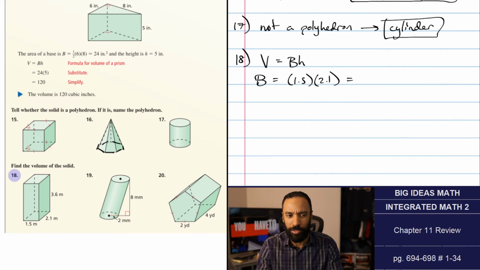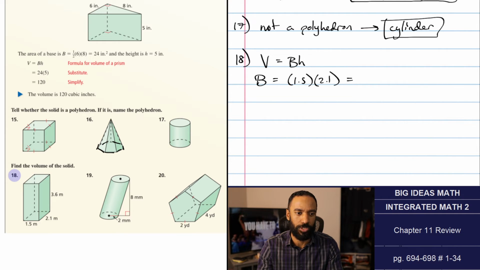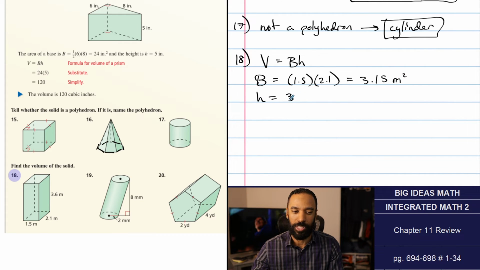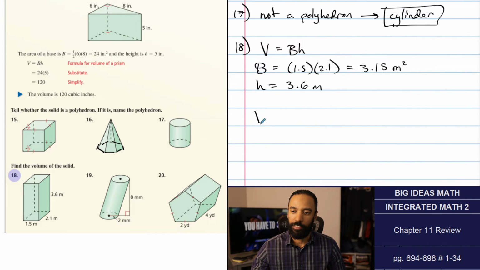3.65, no, 1.5 times 2.1 is 3.15, darn it. 3.15 square meters. Still got to do the work. The height of the prism is the other measurement, the one that separates the bases, the 3.6 meters there.